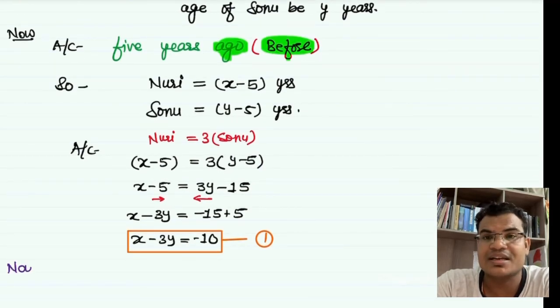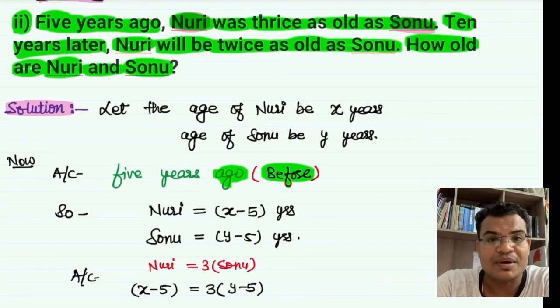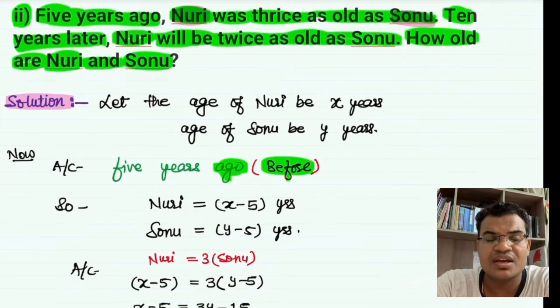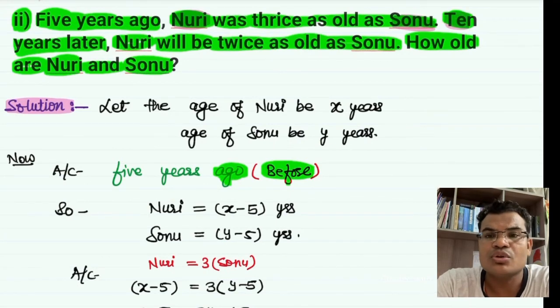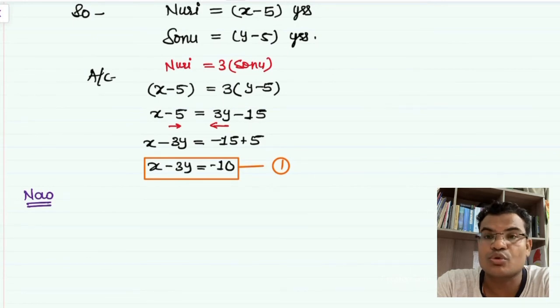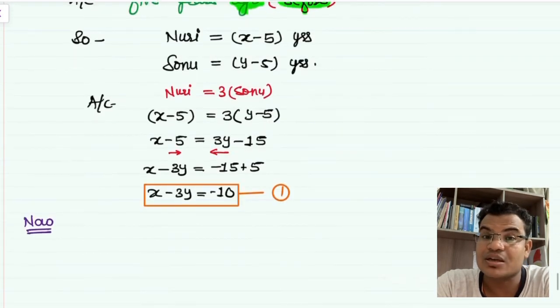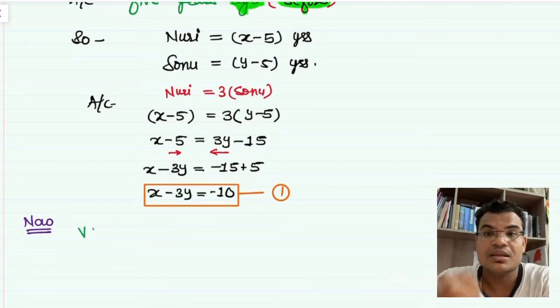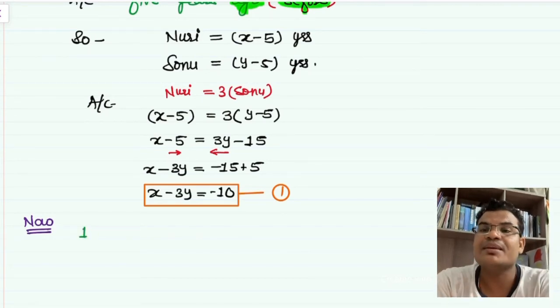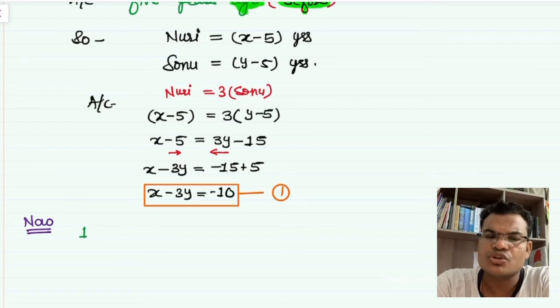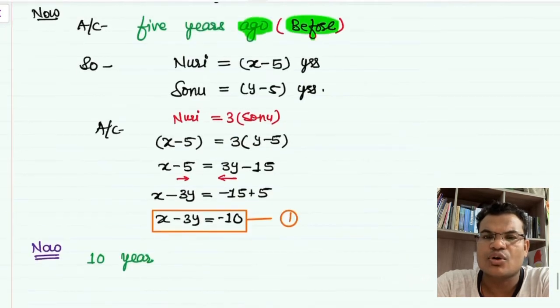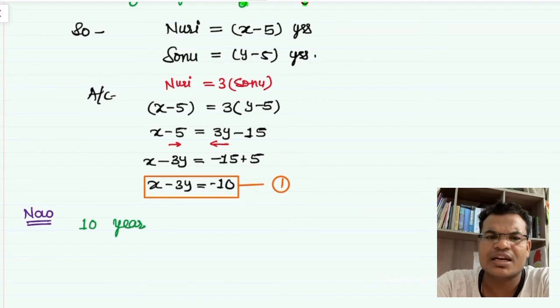We'll go for the second condition that will be applied for after 10 years, and we'll write the condition and try to make the equation. So 10 years later, Nuri will be twice as old as Sonu. What you will do, guys, 5 years ago and 10 years later. So later means after. So just write down the condition. 10 years later, you can generally call it after. So after 10 years you can write directly, otherwise just write the meaning of whatever is given in the question.